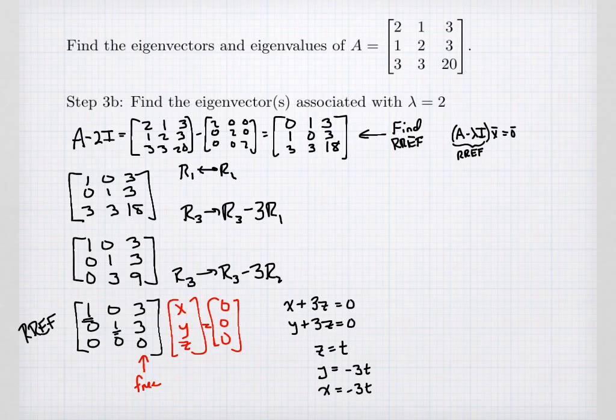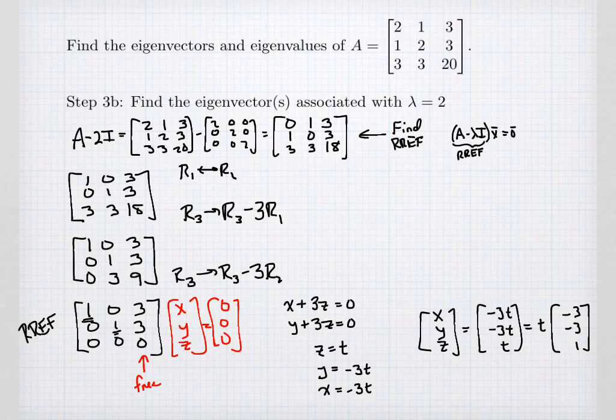And my solution vector, x, y, z, has to be of the form negative 3t, negative 3t, and t, that I can factor out the t, negative 3, negative 3, 1, and that tells me what my eigenvector is. So any multiple of negative 3, negative 3, 1 is an eigenvector with eigenvalue lambda equals 2.